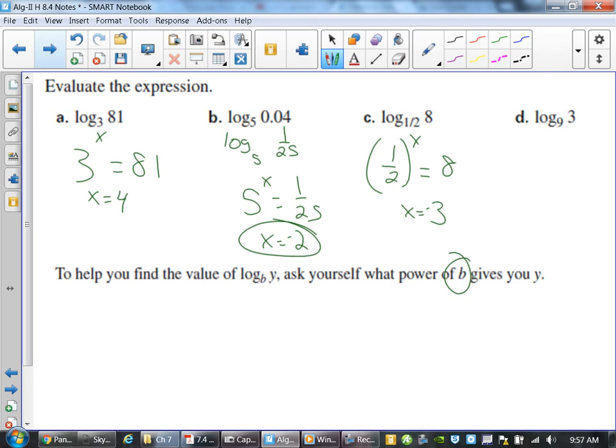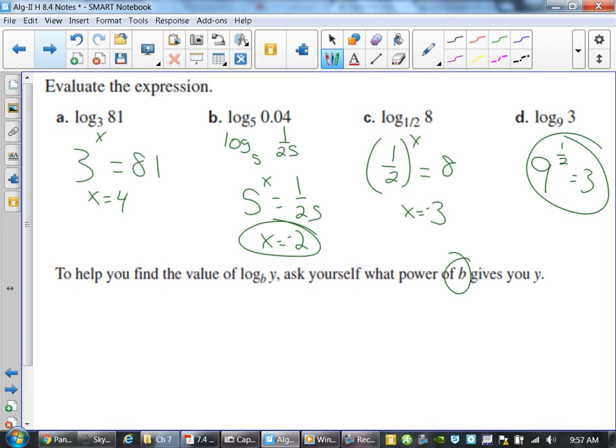And then last but not least, log base 9 of 3. 9 to what power is 3? 1.5. We just did that one enough. Mentally, not too bad, right?